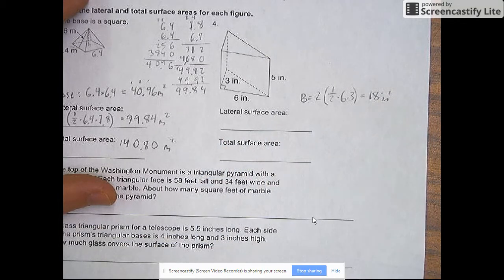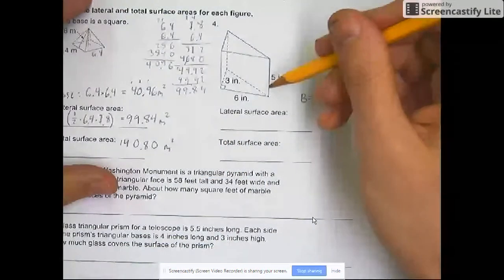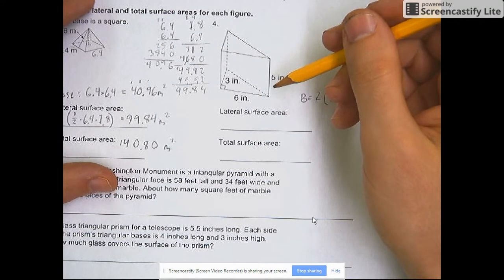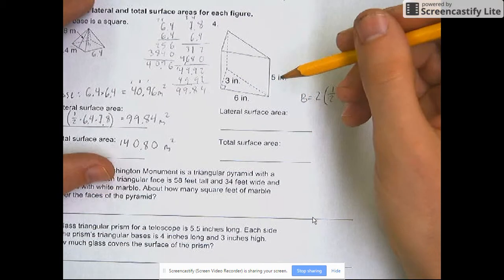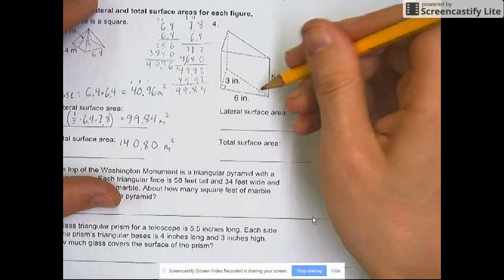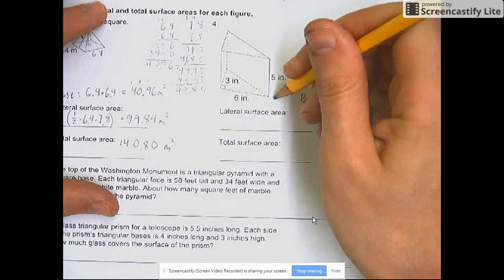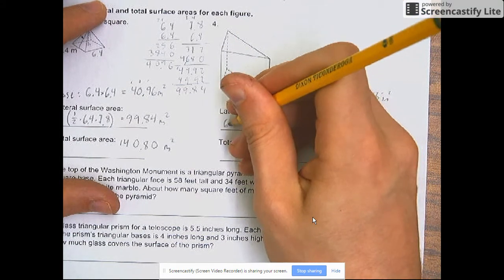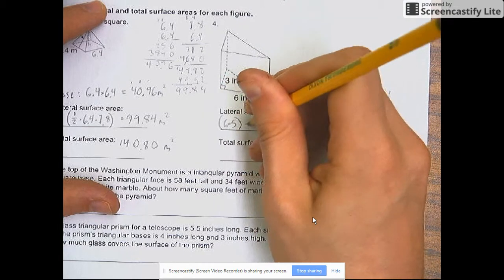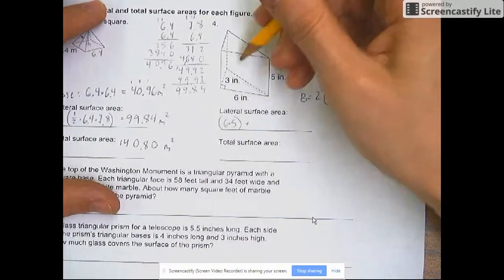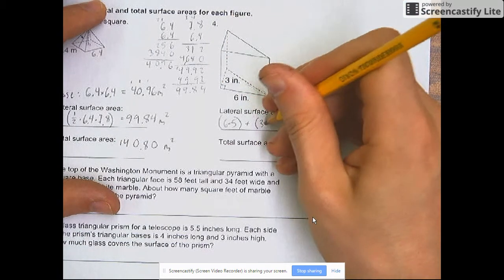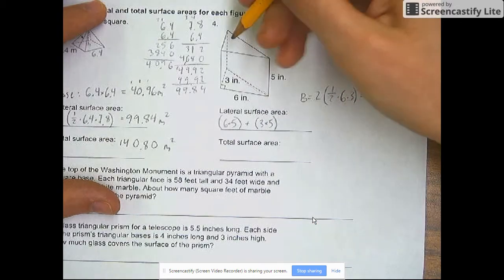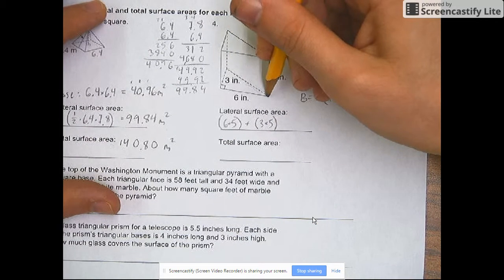My lateral surface area, let's see, what sides do I have here? Ooh, this is a tricky one. It doesn't tell you what your hypotenuse of this triangle is. I'll have to figure that out in just a second here. My front side here is 6 inches by 5 inches. My side over here on the left is going to be 3 inches by 5 inches. And then this back side right here, how can you figure that out? It doesn't tell me how long this part of the triangle is.